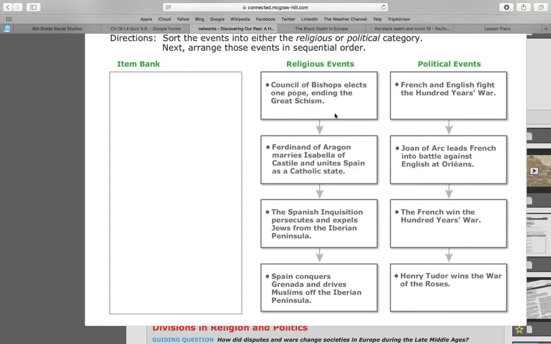Actually, we start with the Black Plague. Lots of people die from the Black Plague. Then there's the Great Schism. More than one person thinks they should be pope. And then that's settled. One person's pope, Ferdinand of Aragon marries Isabella of Castile, and they unite Spain, and it's a Catholic state. The Spanish force the Jews out. They either have to convert to Christianity or they must leave, and they do the same thing to the Muslims.